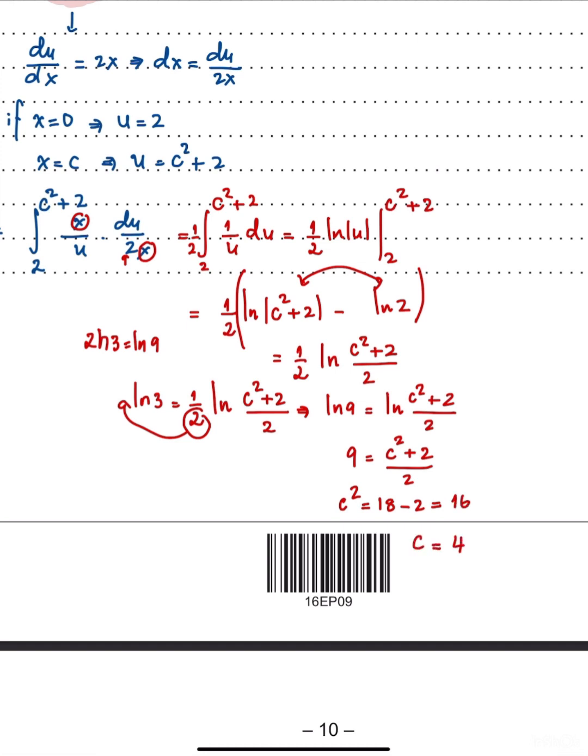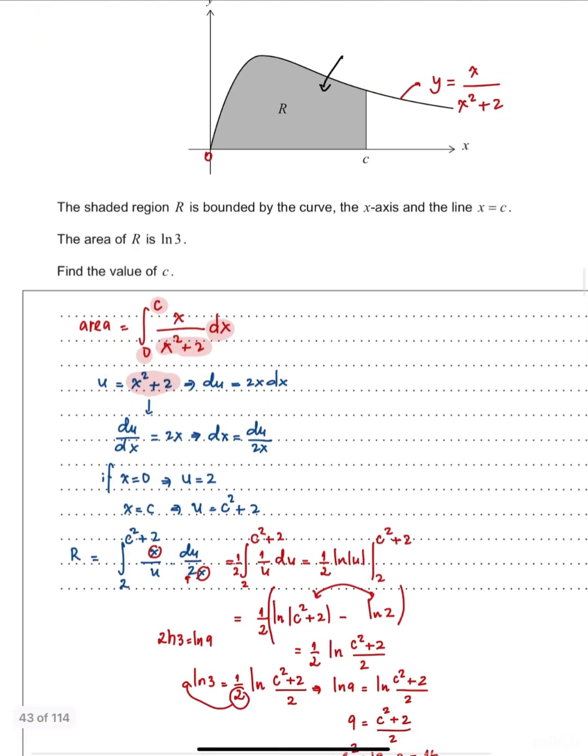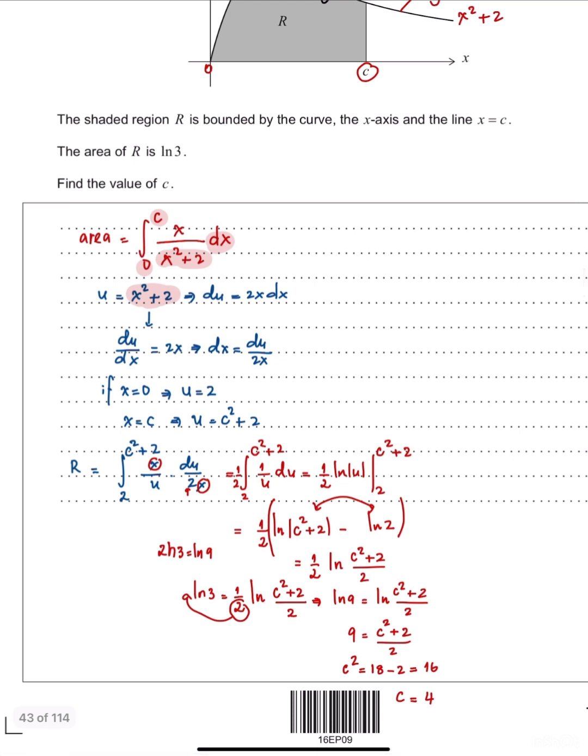We could consider c equal to negative 4, but in this case c must be positive because c is in the bound here. My method seems long, right, and a bit of a waste of time, but I think you should.